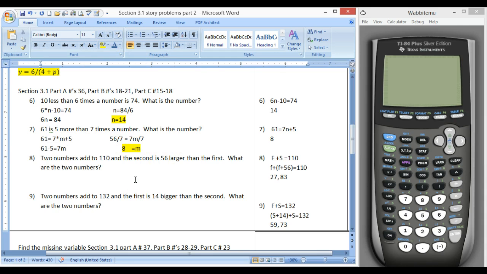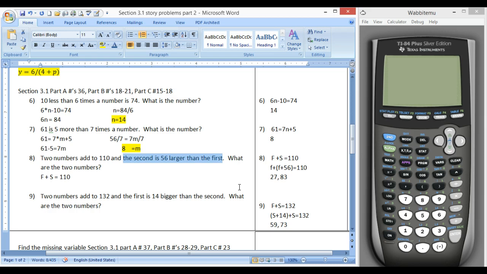Two numbers add to 110. So I'm going to say two numbers. Let's do f for first, add s for second. Adding those together will equal 110. The second is 56 larger than the first. So I'm going to write the second part right here.